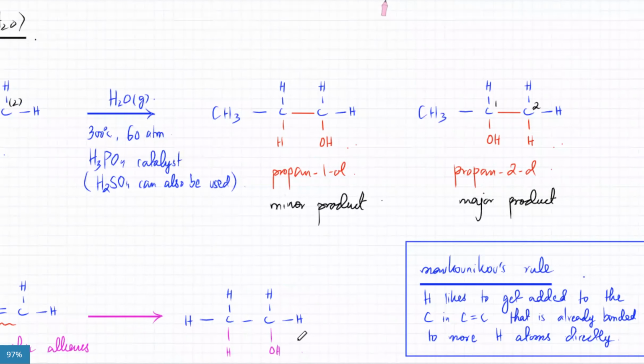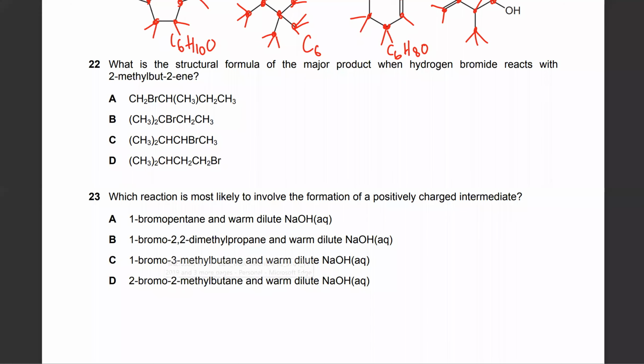Yes. Yes, sir. Okay, so the next part is, what is the structural formula when HBr reacts? So let's draw 2-methyl butene. Starting with but, what is but? How many carbons? 4. So that's 1, 2, 3, 4. 2-ene means the double bond is on the second one, right? And then on the second, there's a methyl group.